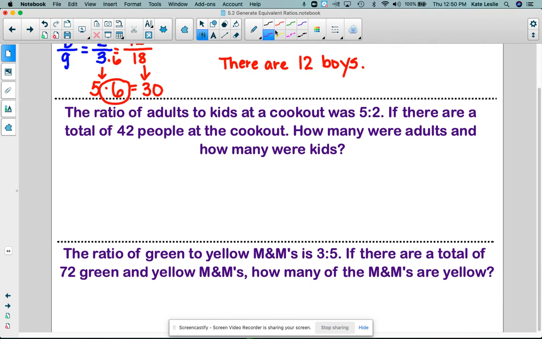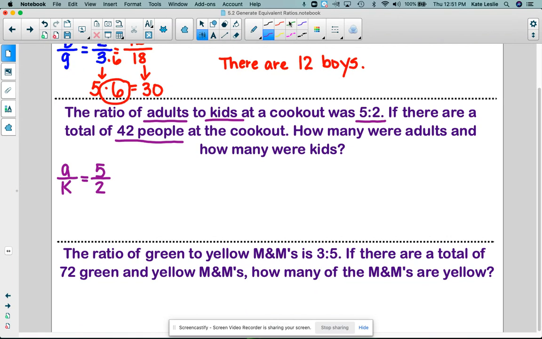This one. The ratio of adults to kids at a cookout was 5 to 2. So once again, I know I'm comparing adults to kids, and I know that the ratio is 5 to 2. If there are a total of 42 people, so this is where I'm having trouble. This is labeled 42 people. It doesn't say 42 adults. It doesn't say 42 kids. So I have no idea how many of these 42 people are adults and how many are kids. So let's go ahead and figure this out.